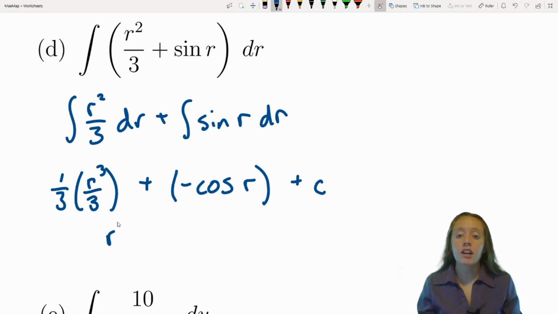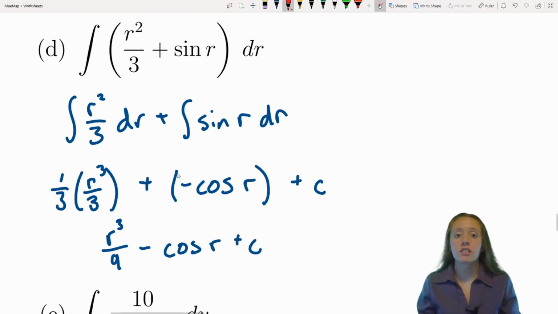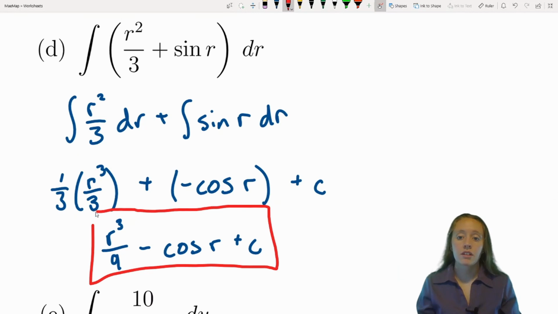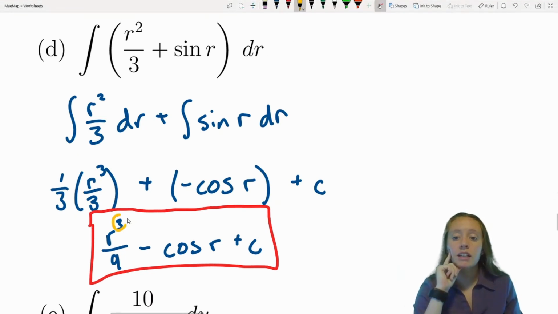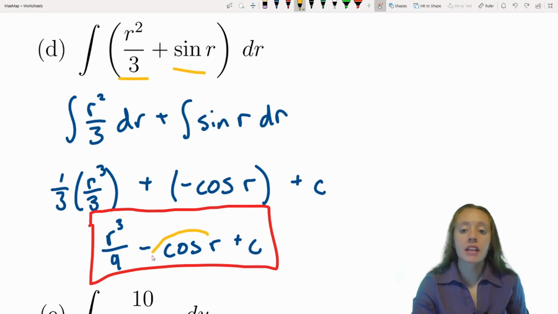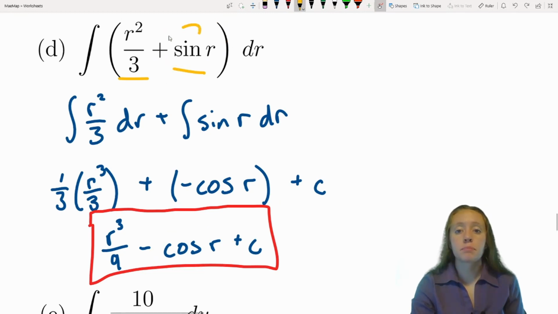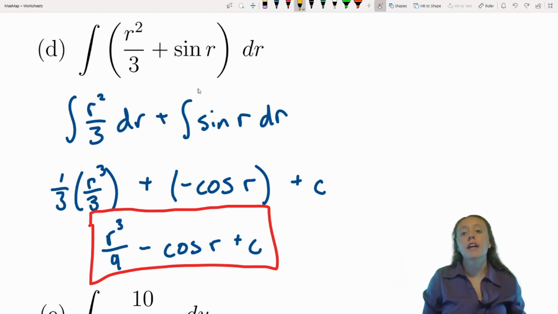Simplifying this down, we'll get r cubed all over 9 minus cosine of r plus c as our integral in part d. And if you want to double check, let's take the derivative of this. Bringing that 3 down in front and decreasing it by 1, we'll get 1/3 r squared, which is r squared over 3. So that first integral checks out. And then double checking, taking the derivative of cosine of r is going to be a negative sine, minus the negative sine is plus the sine of r. So that is correct as well.